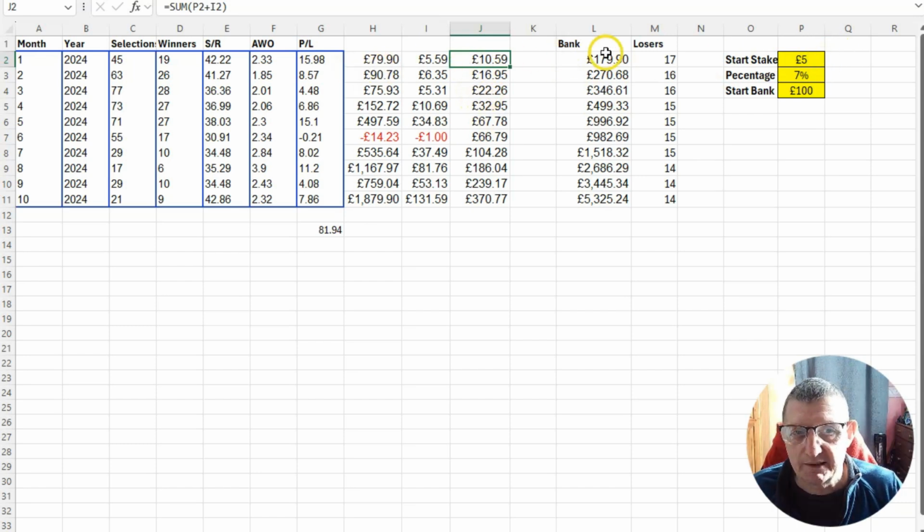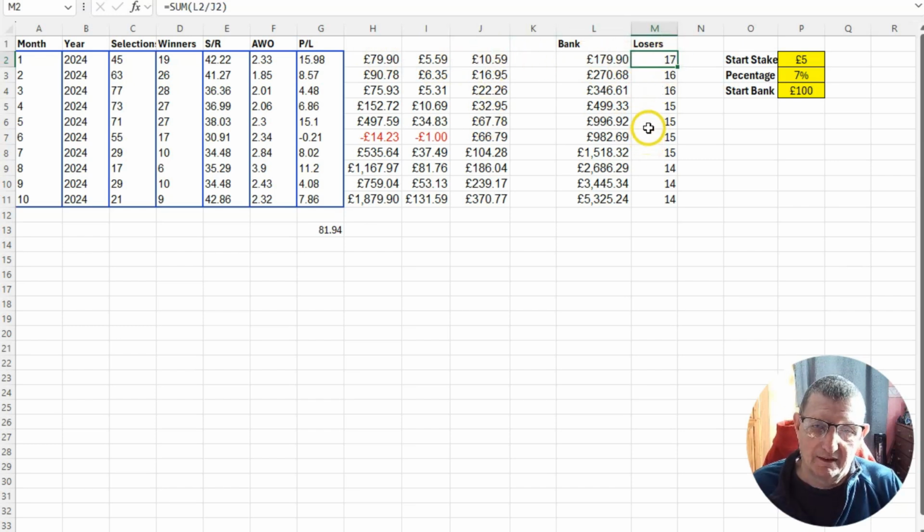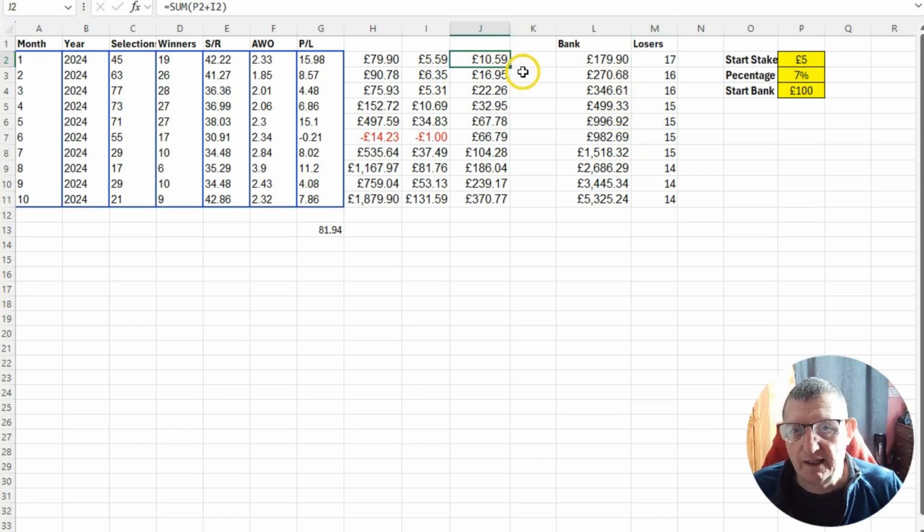So next month, now we've got 17 losers. We could take 17 losers in a row. That's £100 that we started with plus the £79 that we've already made. So we've got 179, and basically I've divided 179 by that there, and that means we can take 17 losers in a row before we haven't got any money left. And so our stake is now £10.59.